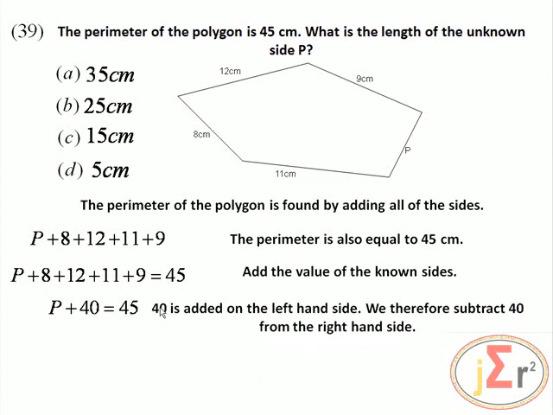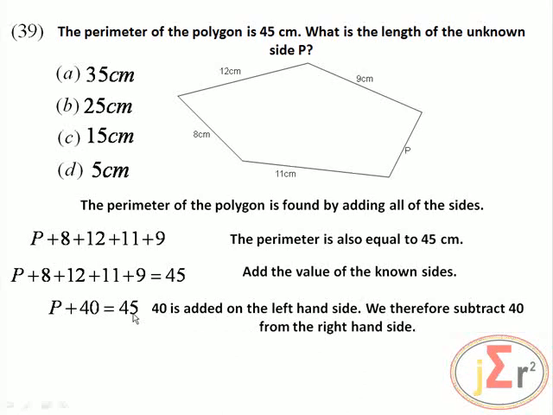40 is added on the left-hand side. Now we have an equation: P plus 40 is equal to 45. So 40 is added on the left-hand side. We therefore subtract 40 from the right-hand side. So whatever we have that is added on this side, we do the opposite on the other side.